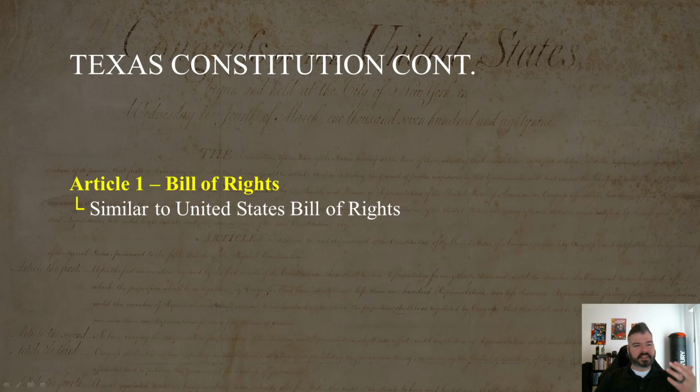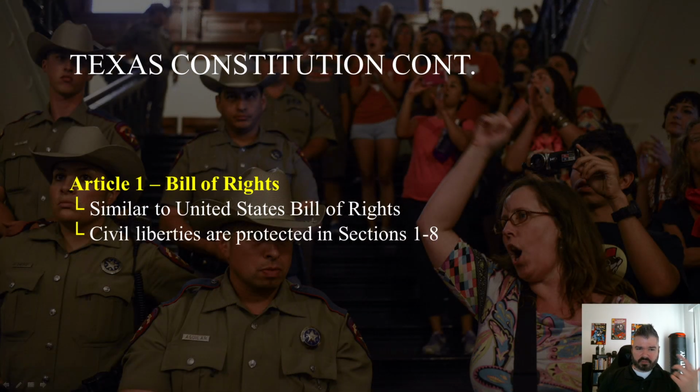So Article 1 establishes the Bill of Rights here in Texas. We do have a Bill of Rights built into the Texas Constitution. It's very similar to the United States Bill of Rights. Very similar. These civil liberties are protected in sections 1 through 8.